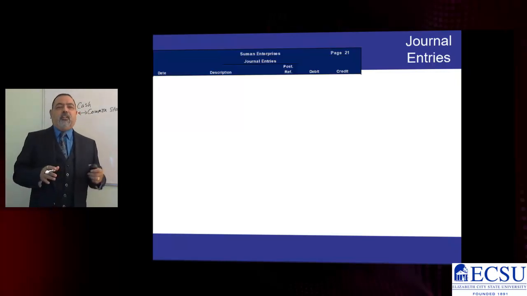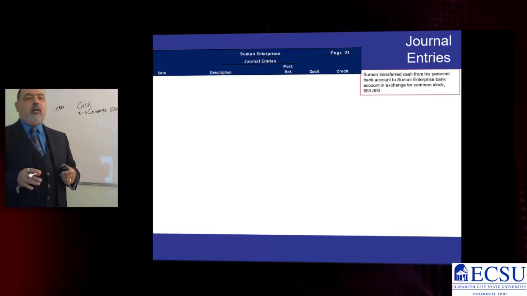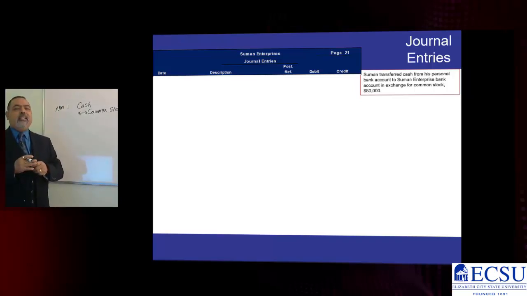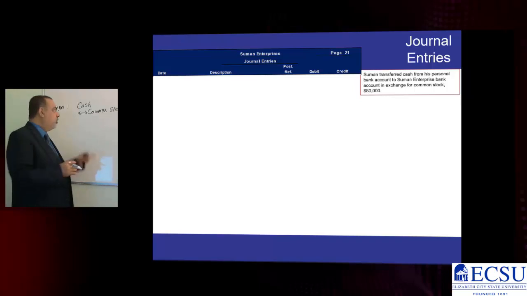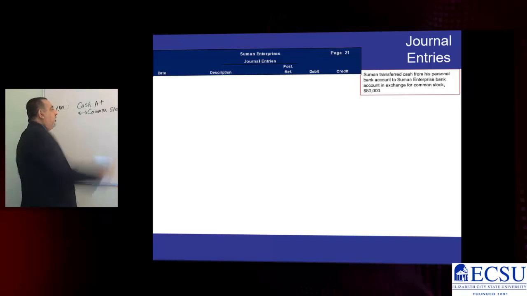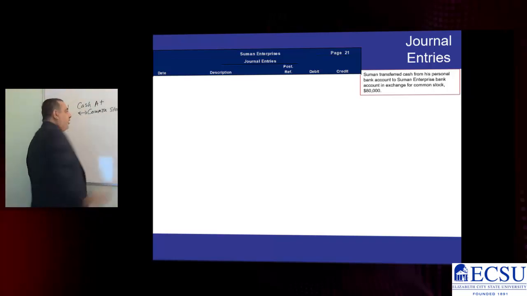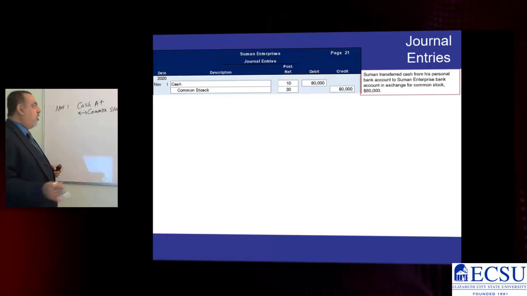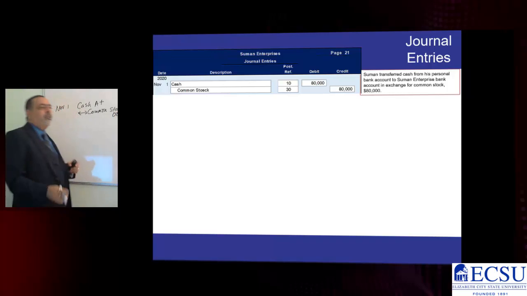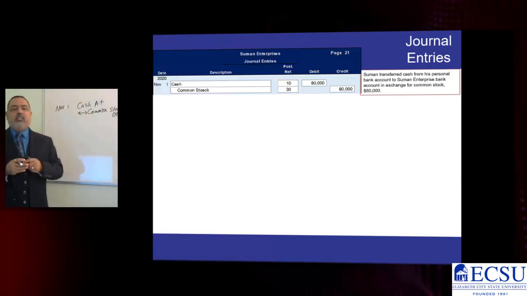In the first journal entry, what we are going to do is analyze it. The analysis is that Suman transferred cash from his personal bank account to the company's account in exchange for common stock. So, as you can see, cash and common stock. Cash is an asset, it is increasing, therefore, it will be debited. And common stock, of course, is owner's equity, and it is also increasing. Whenever owner's equity increases, we credit it.